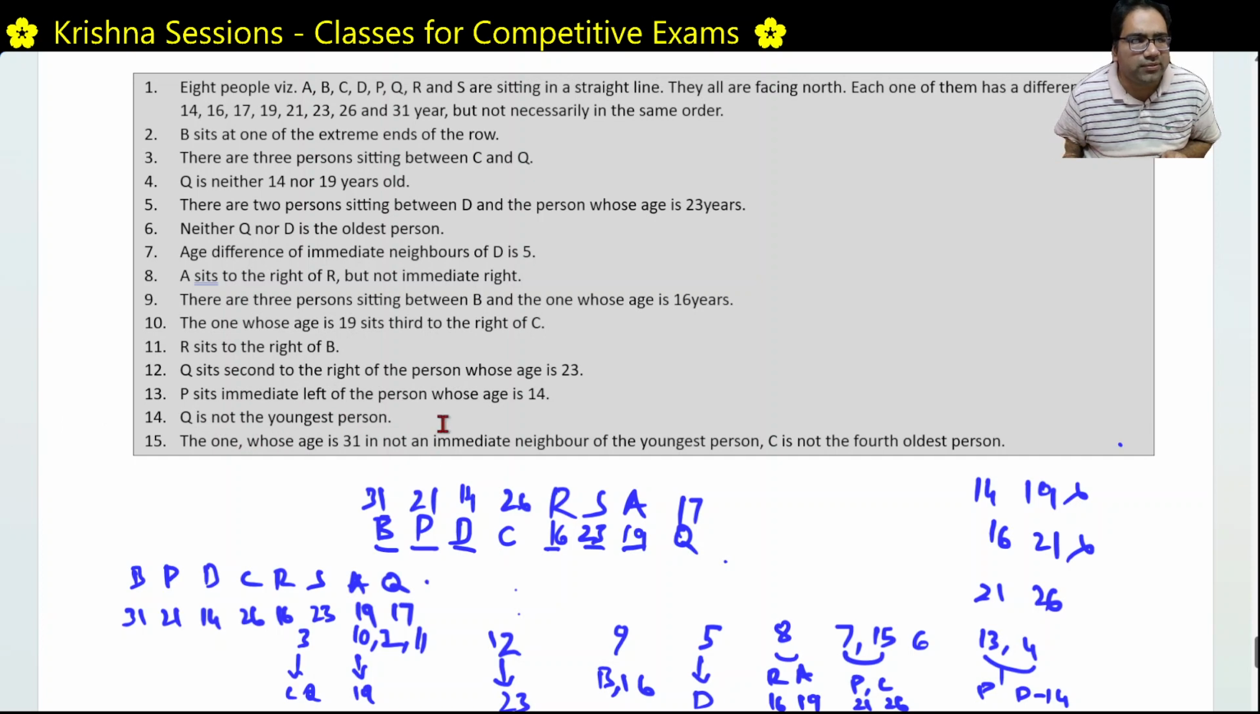The one whose age is 31 is not an immediate neighbor of the youngest person, of course not. Immediate neighbors of the youngest person are 21 and 26, which are P and C. C is not the fourth oldest person. He is the second oldest person. Right, so this thing is solved.